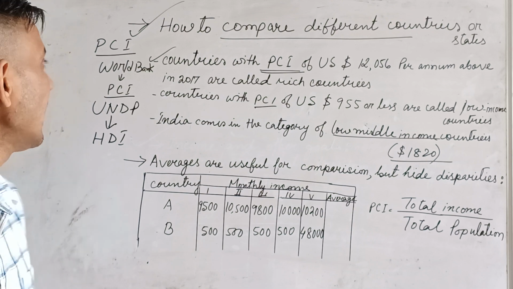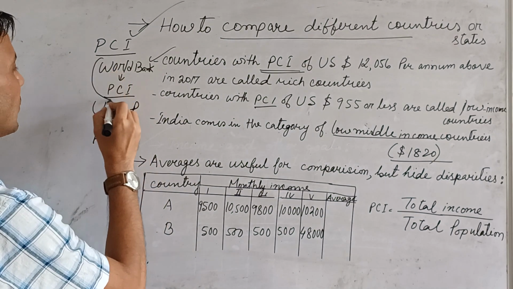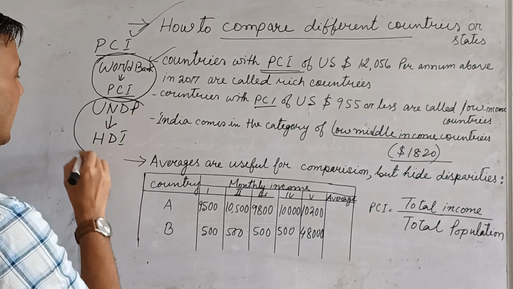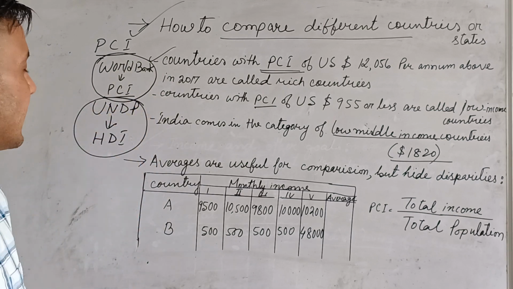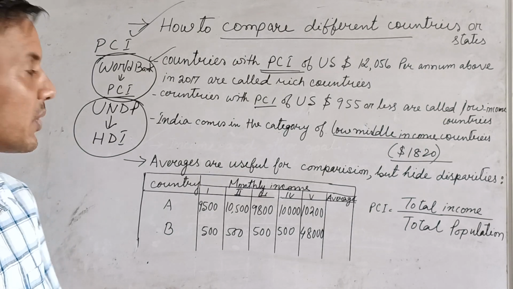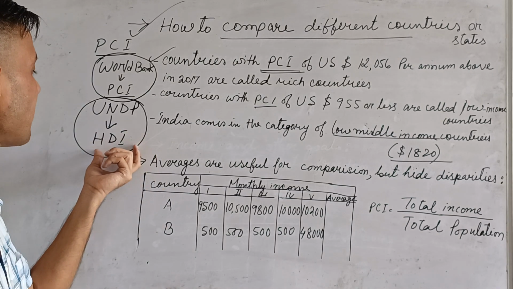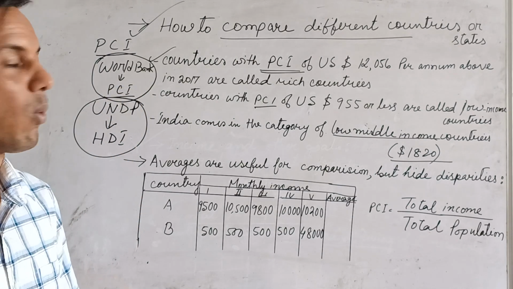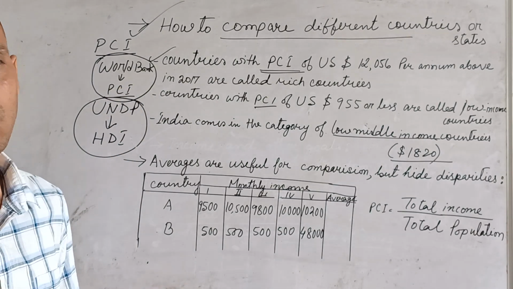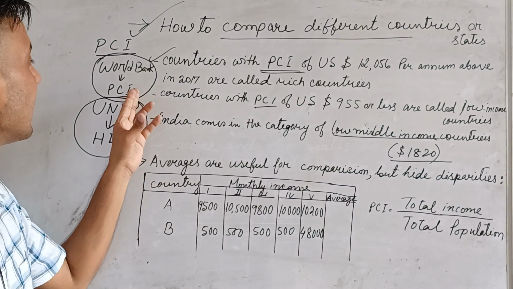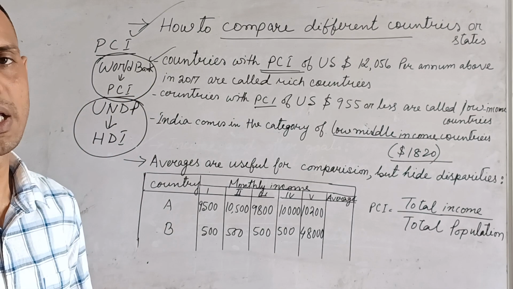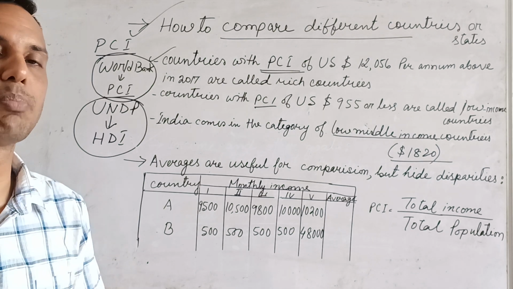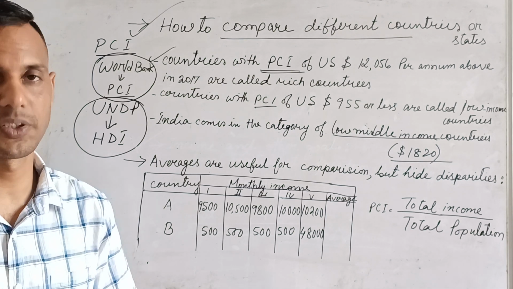Clear? So that's why the World Bank uses per capita income, but UNDP uses HDI. So the UNDP concept is broader than the World Bank concept. The World Bank concept is a very narrow concept because it's limited only to PCI. But PCI is not correct. Why? Because it depends on the number of population.